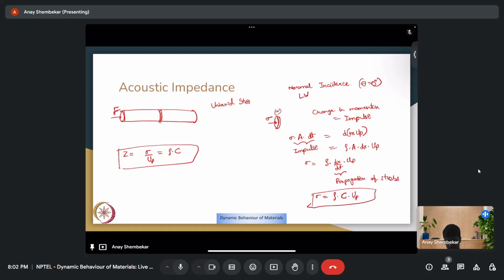In the case of a thin bar, up is the particle velocity inside this thin cross section. In the case of a thin bar, we know that this C in turn can be written, for a longitudinal wave, as C equals square root of E by rho, which basically gives us Z to be root of E times rho, which means the impedance depends both on your Young's modulus as well as your density. So again, both stiffness and inertia factors are involved.